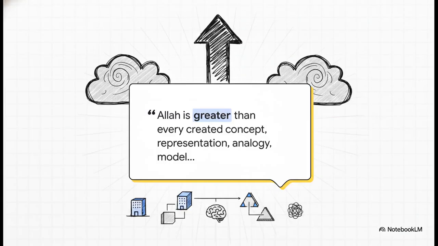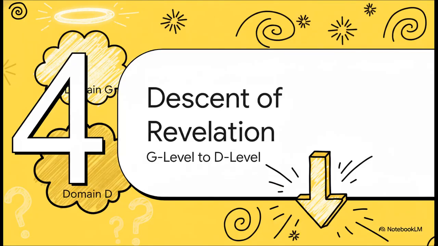Because of that, the familiar phrase Allahu Akbar, meaning God is greater, acts as this massive philosophical corrective here. It's the ultimate epistemic safeguard. It's a constant reminder that domain G is infinitely greater than every model, every analogy, or every theory we could ever possibly cook up in domain D. Which brings us to part four, the descent of revelation.